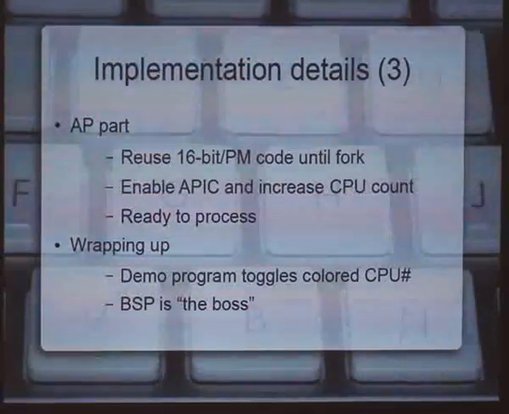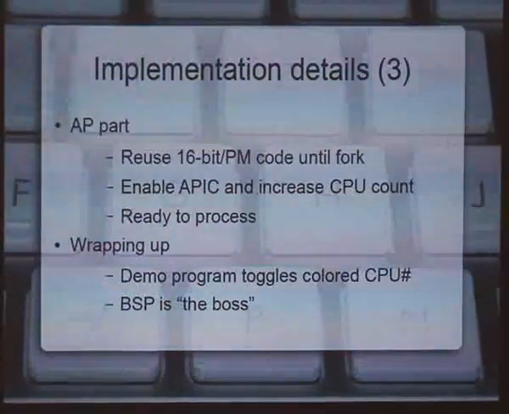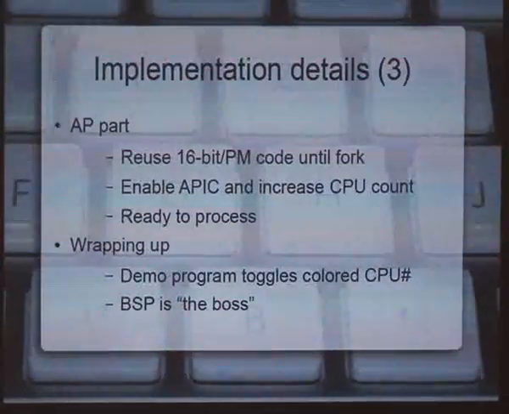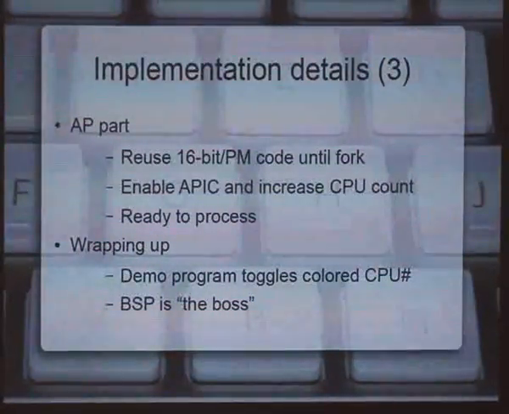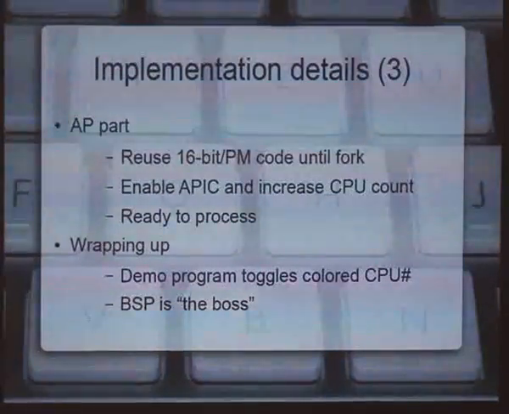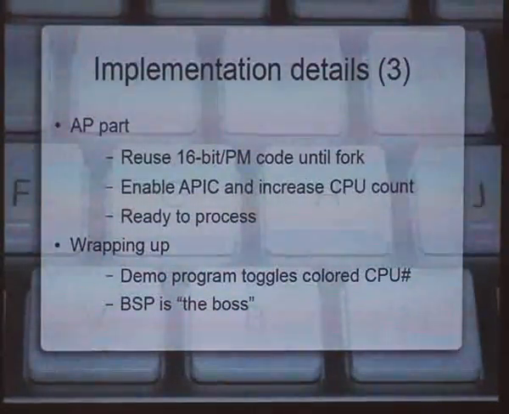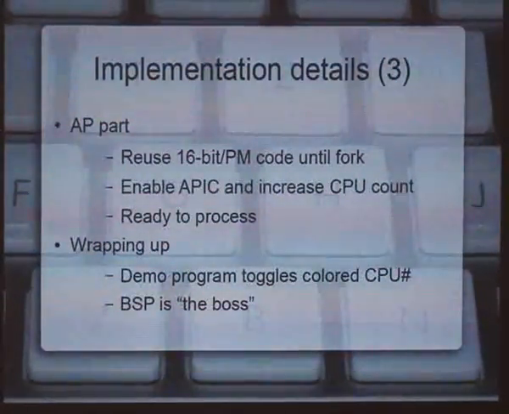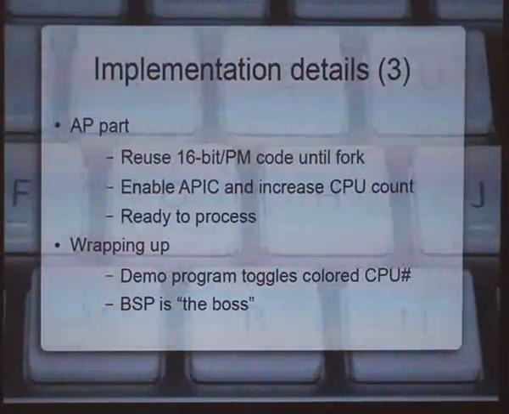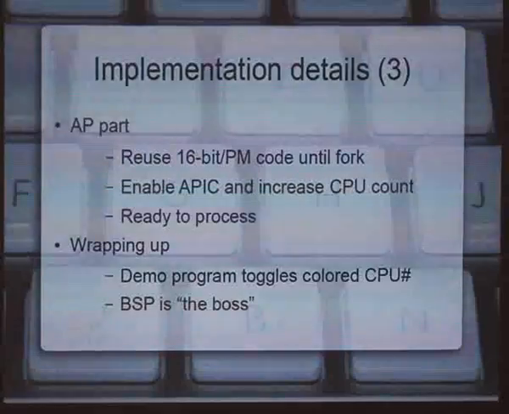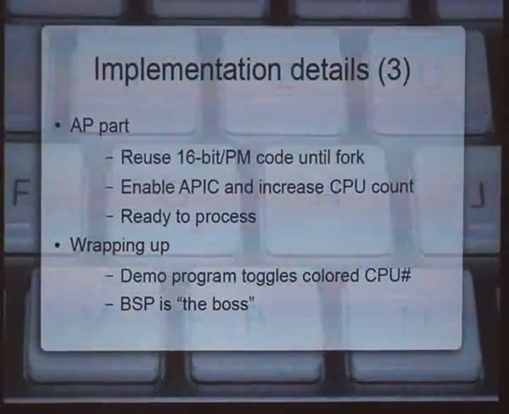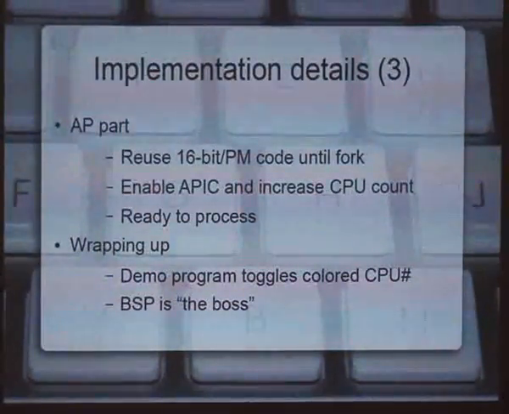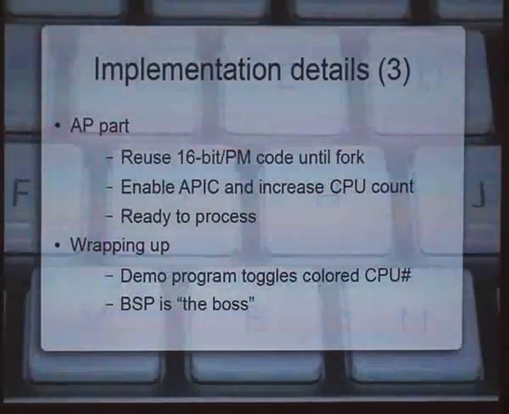The AP part differs a bit. Until the part in 32-bit protected mode, it's similar, but then it jumps to its own code. It also enables the APIC and increases the CPU count. The BSP just writes 1 to the CPU count. The others that get to the memory just increase it. It all needs to be atomic, because two increases at the same time might lose one of the increases. And then they're ready to process.